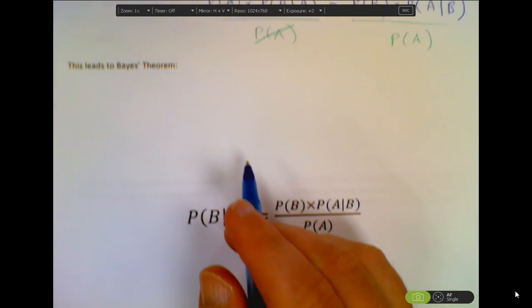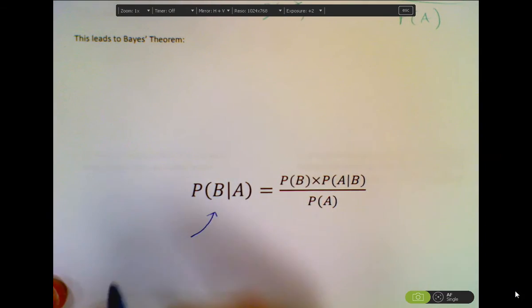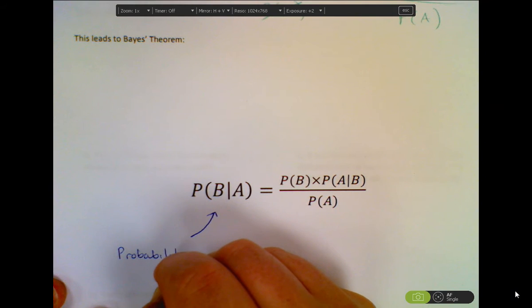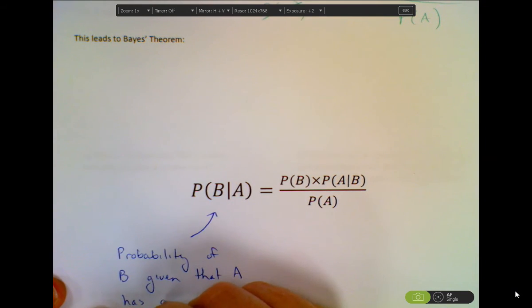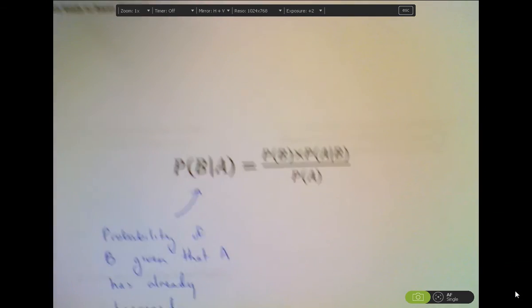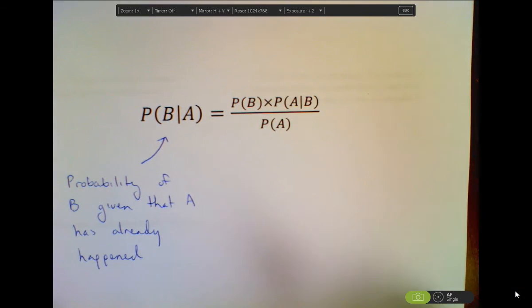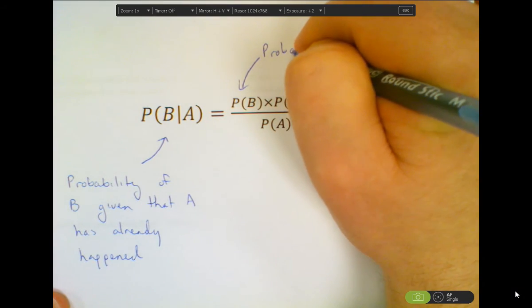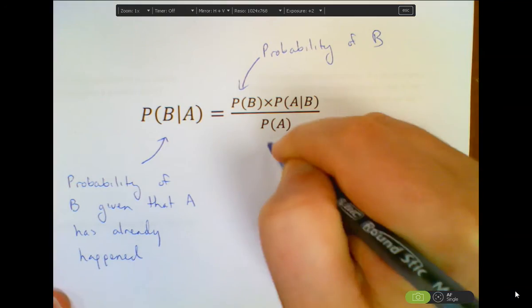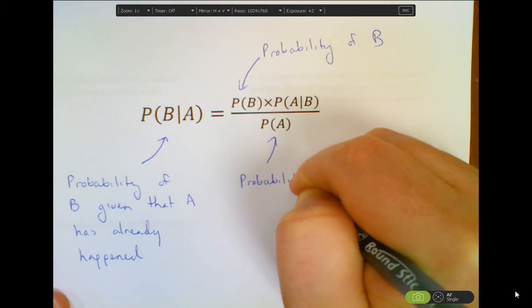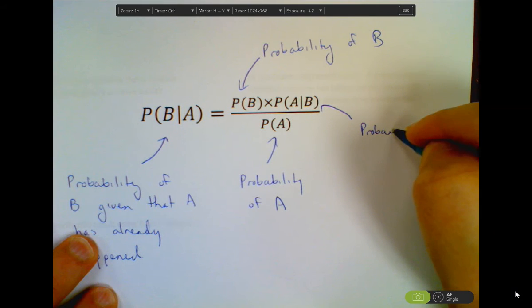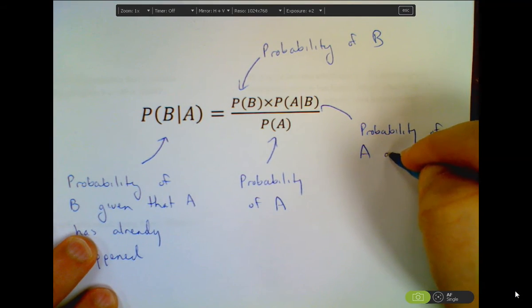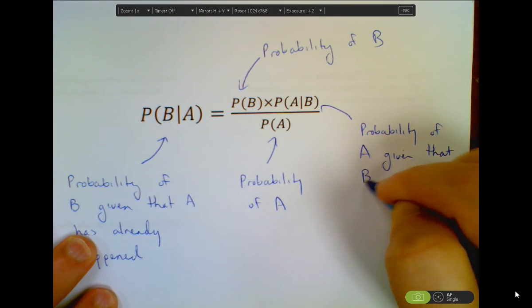So Bayes' theorem, I'm just going to add a couple things on here, reviewing some terminology, says that the probability of B happening, given that A has already happened, is equal to the probability of B times the probability of A given B has already happened, over the probability of A. Probability of B, probability of A, and the probability of A given B, this is the probability of A given that B has already happened.